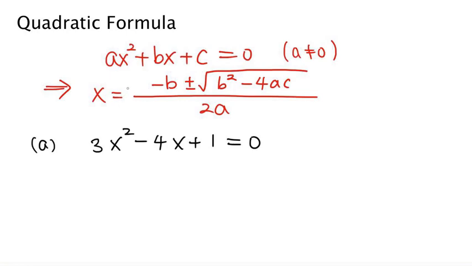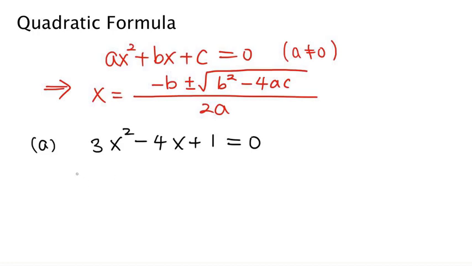Okay, so here we have the quadratic formula. The quadratic formula solves any kind of quadratic equation. The formula says if there is a quadratic equation, the solutions are negative b plus or minus the square root of b squared minus 4ac, all over 2a.